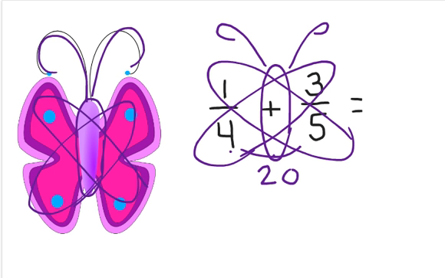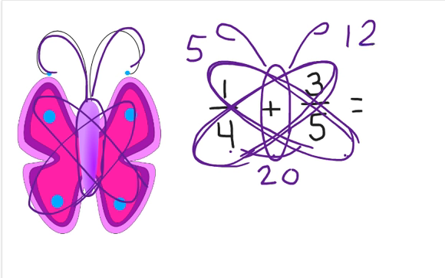Next, we're going to do cross multiplication, and that would be the wing part of the butterfly. So we have 5 times 1, and the product is 5. 4 times 3, and the product is 12. Again, we're adding, so we're going to take those two products, 5 and 12, and find the sum, which is 17, and simply take the 20 over. And that's how you do butterfly addition.